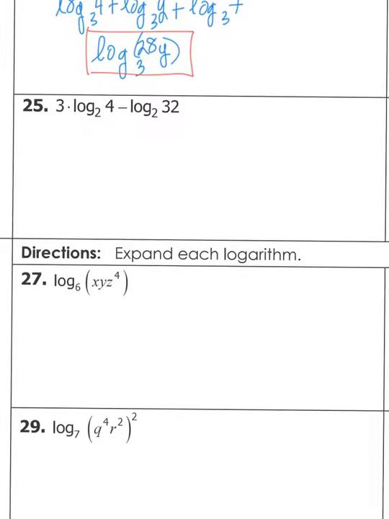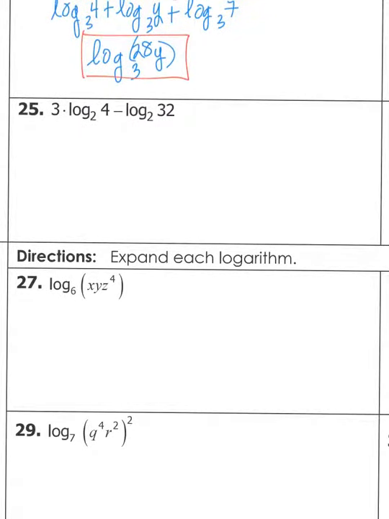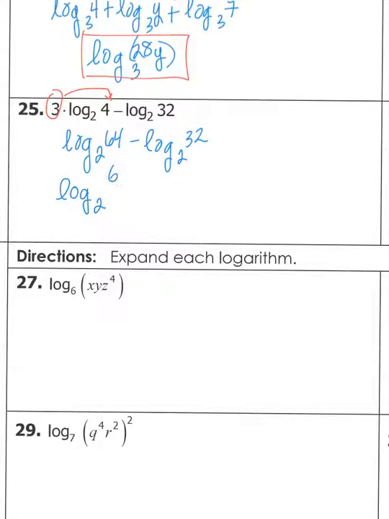All right, 25. So for 25, we're going to loop the 3 up to the 4. So we get log base 2 of 4 cubed. Well, 4 cubed is 64, minus log base 2 of 32. Because of the subtraction, we're going to divide these two. So we get log base 2 of 64 divided by 32, which is log base 2 of 2, and as we know, this value is equal to 1. Anytime the base and the argument agree, the value is equal to 1.